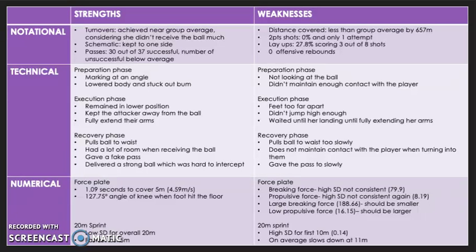The weaknesses identified from the notational analysis was that the distance she covered in the game was much lower than the group average. She covered 657 metres lower than what the group average was. So this is seen as a weakness because it shows she might have tired and therefore was unable to run as much in the game. And this can be improved by training her cardiovascular fitness so she doesn't tire as quickly.